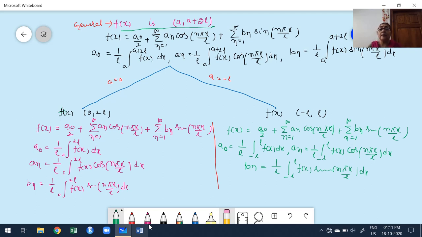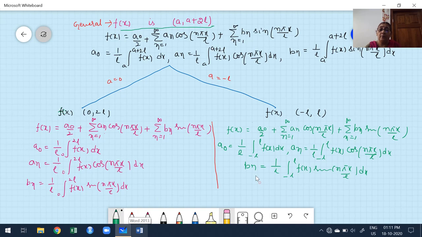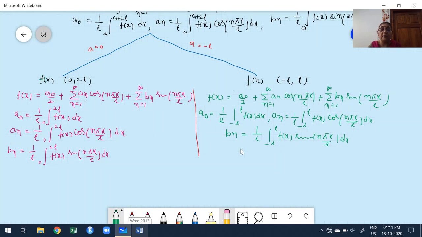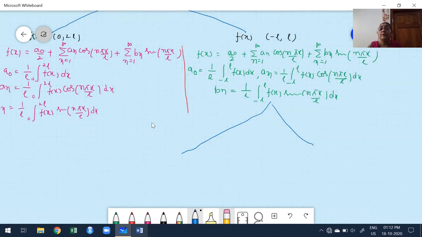In the next step, suppose the function is defined in negative to positive limits, there we have two subcases. What are the two subcases we consider? I'm recalling the entire thing in the flow chart. Here, subcase one: f of x is even. Subcase two: f of x is odd. Suppose f of x is an even function. What is our Fourier series expansion? Here bn is 0.